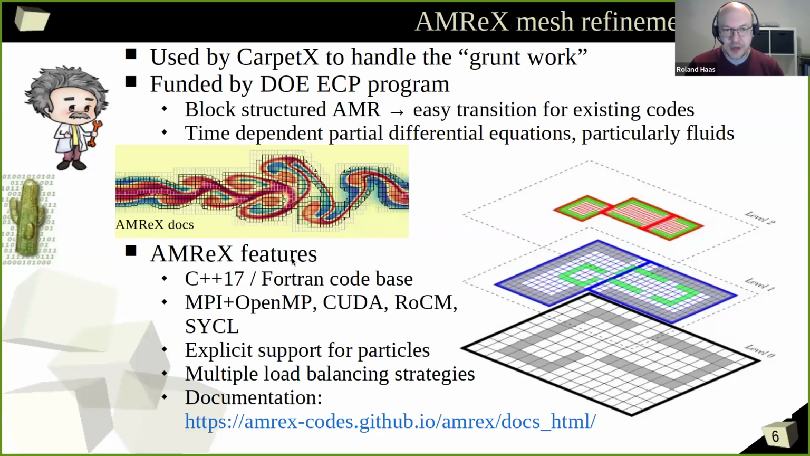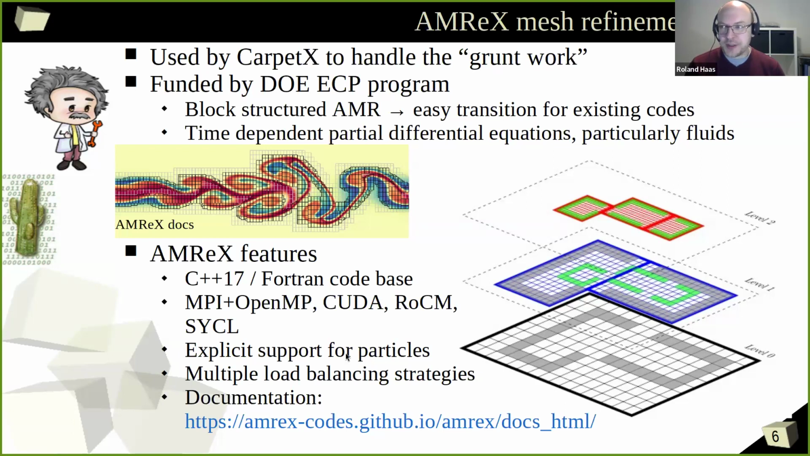AMReX, just as a library, uses very modern coding conventions. It uses C++17. There is some legacy Fortran code in there, but I think it's getting less and less support. Parallelization-wise, it's always MPI across a network. So no Charm++, no HPX, just plain old MPI, like 95% of all the other codes. On a single node, it can be either OpenMP for multi-threading, or NVIDIA, AMD, or Intel GPU support is built in. And it's transparent. In principle, you can write code that works with any of these transparently. You don't have to do anything.